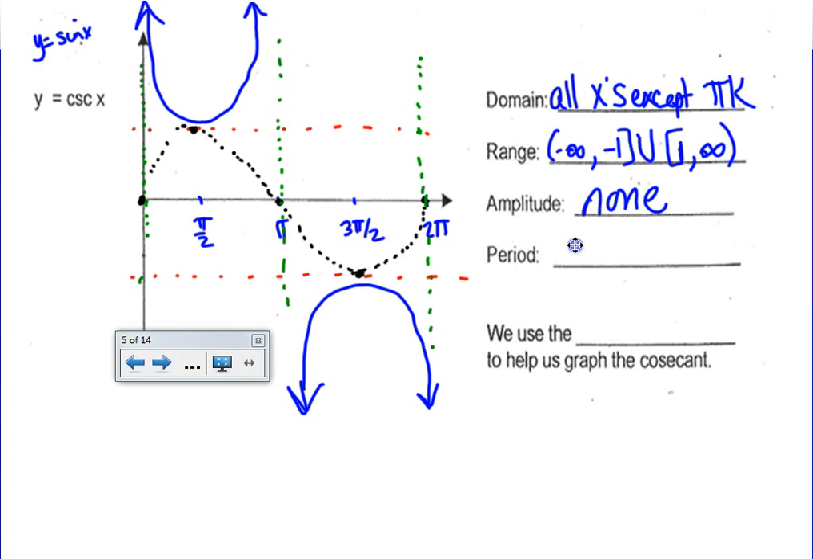And the period of cosecant is normally 2 pi. And we used the sine function to graph cosecant.